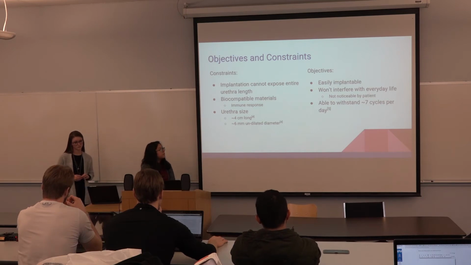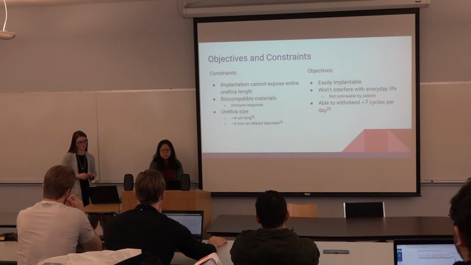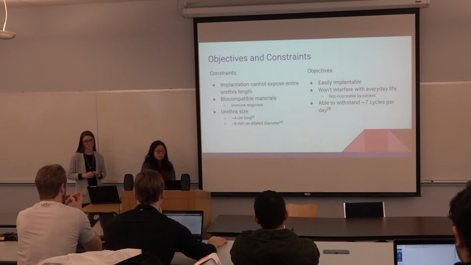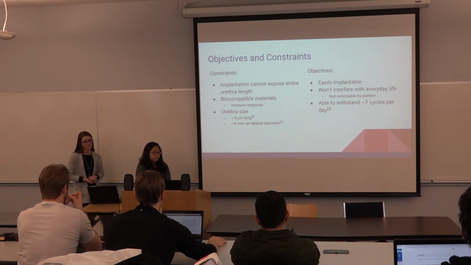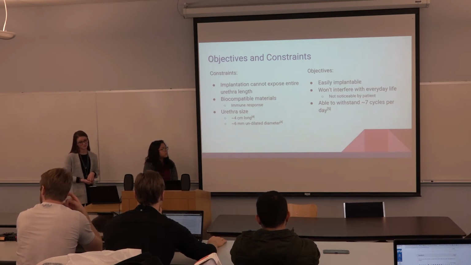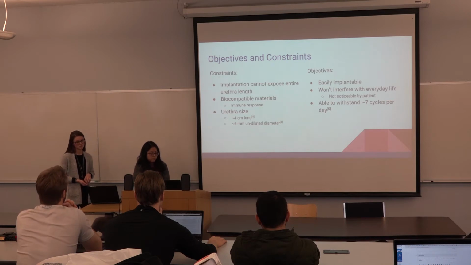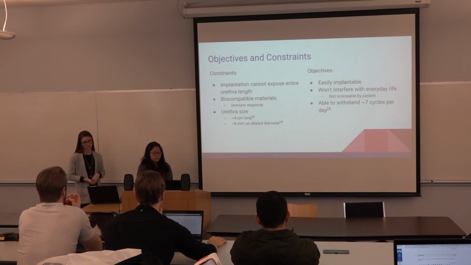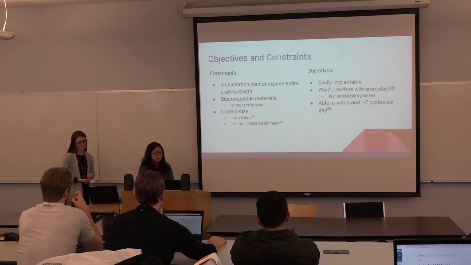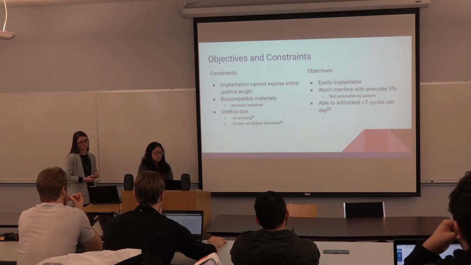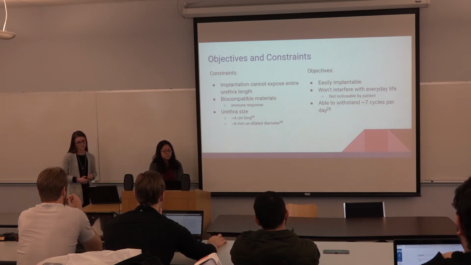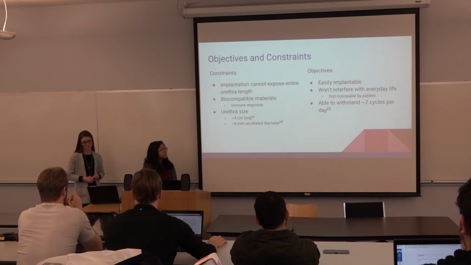When we were designing our artificial urinary sphincter cuff, we came across some constraints that narrowed the scope as to what was feasible with our project. We decided that implantation cannot expose the entire urethral length, since it is partially attached to the vaginal wall, and detaching it would increase stress urinary incontinence. We would also need the cuff material to be biocompatible to prevent immune response. We are also limited by the diminutive size of the urethra, 4 centimeters long and 6 millimeters undilated diameter.